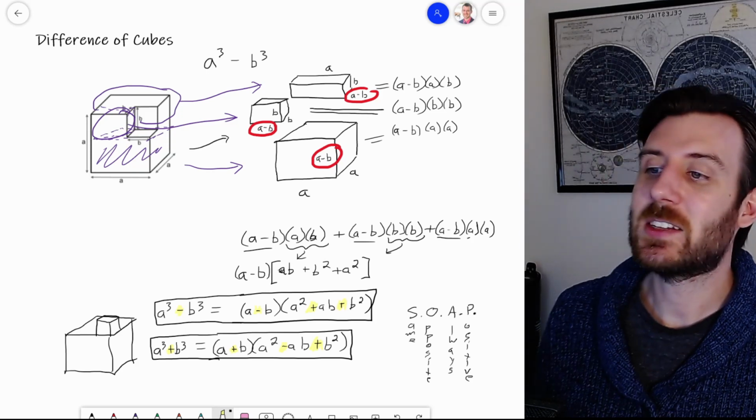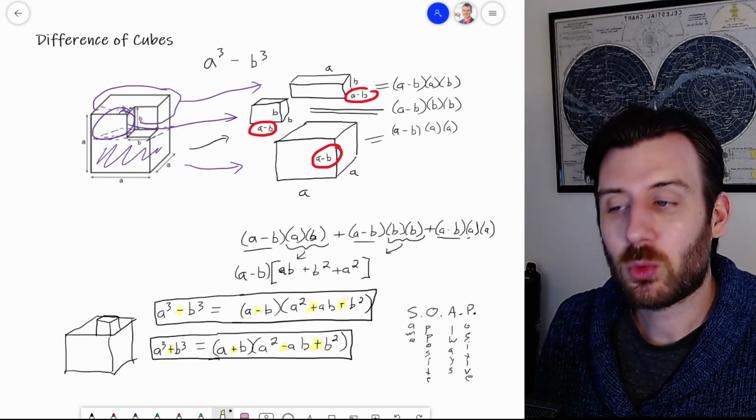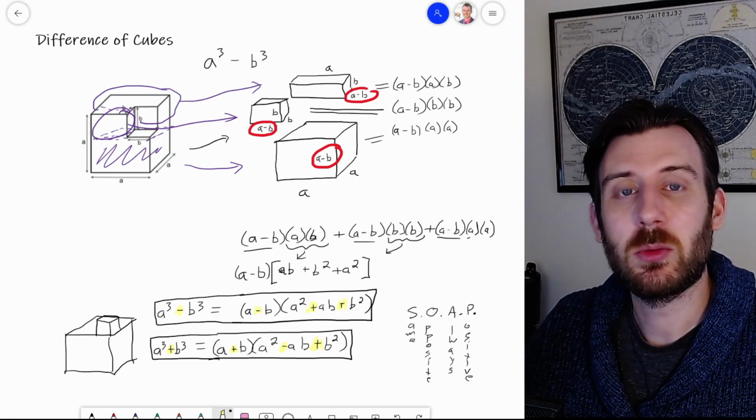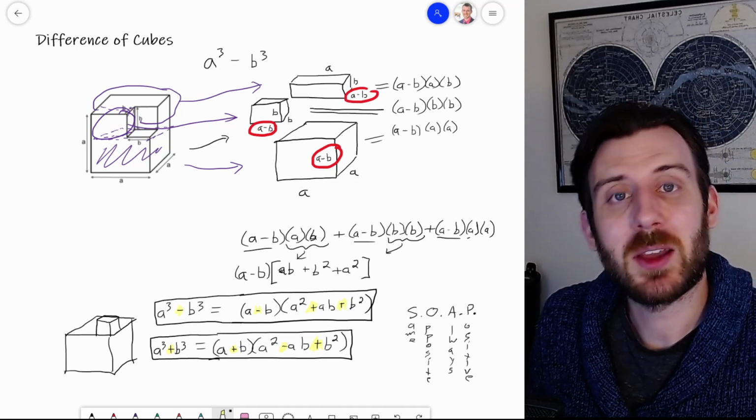And so this is a nice, easy way to remember the formulas for the sum and difference of cubes, but it's really, really important to recognize that when we talk about differencing cubes and summing cubes, there's a story and a picture that goes along with it, so that there's actual real meaning behind the math that we do.